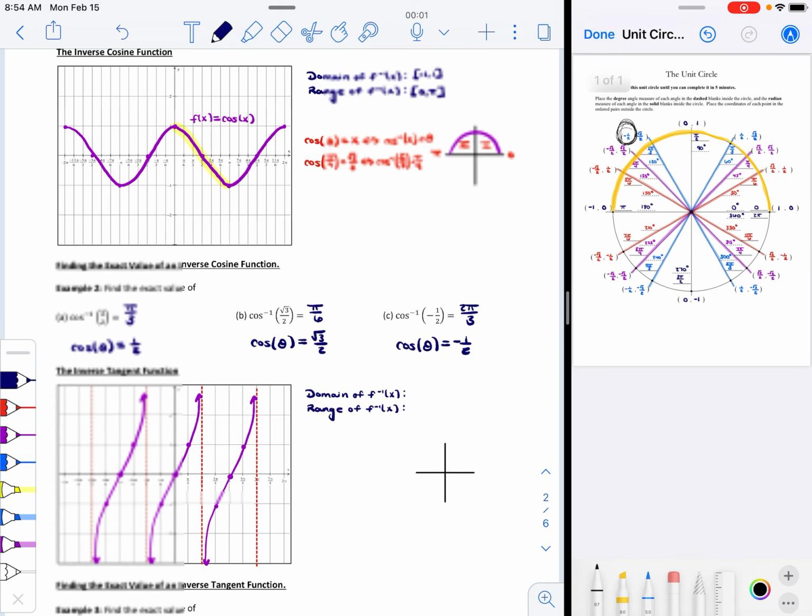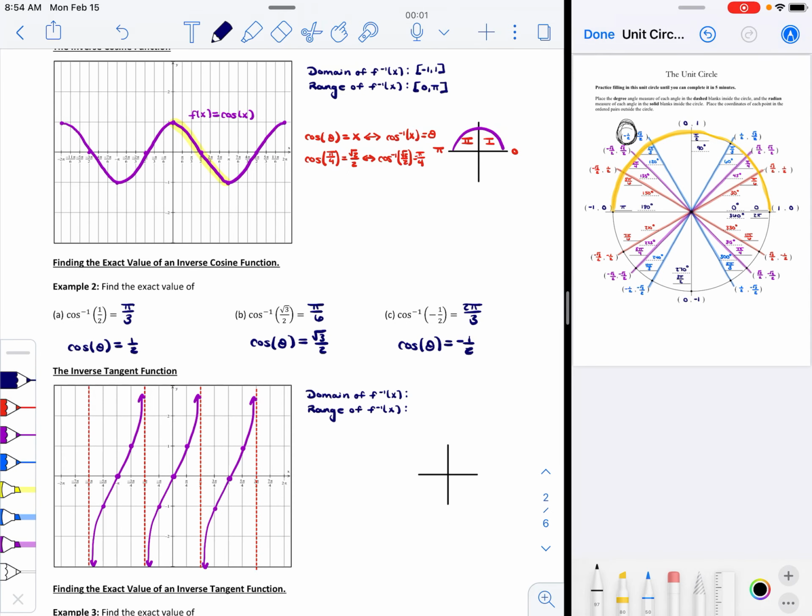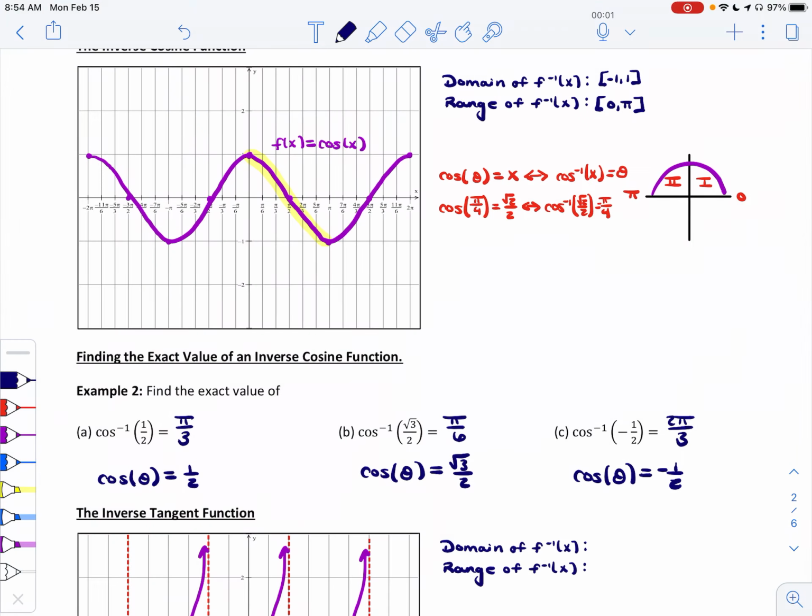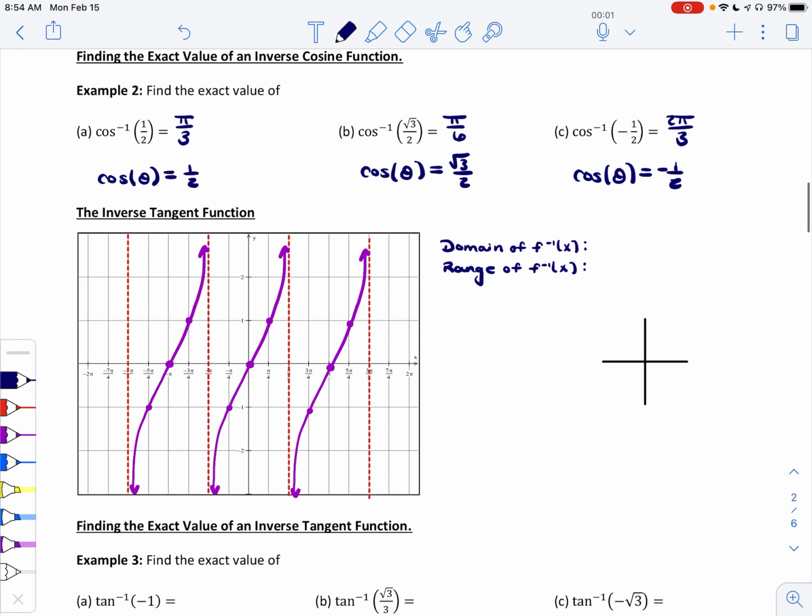All right, so that is our inverse cosine function. You're given an x value on your unit circle, and you're trying to find the corresponding angle between 0 and pi. All right, let's go ahead and take a look at our inverse tangent as well.